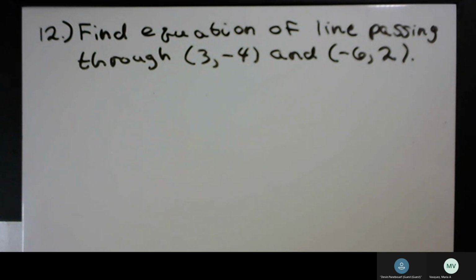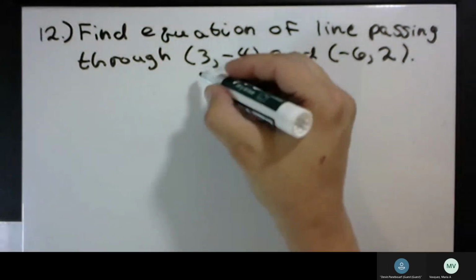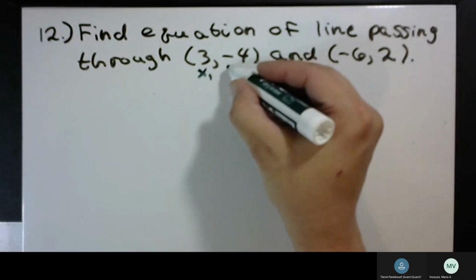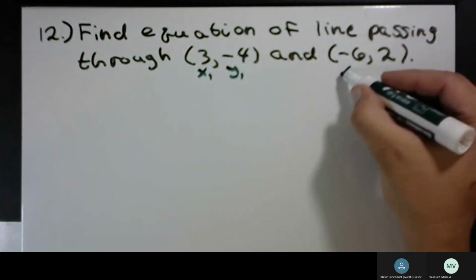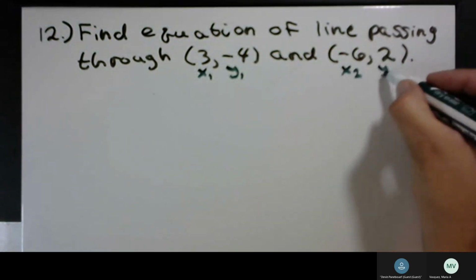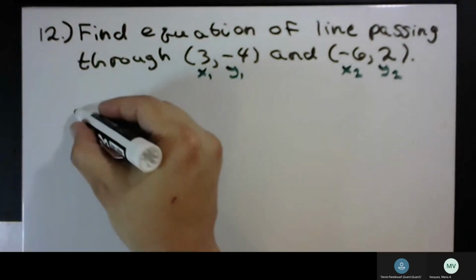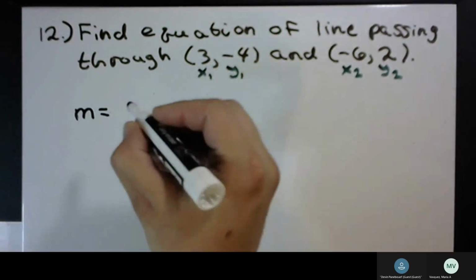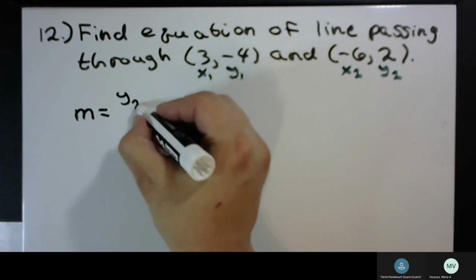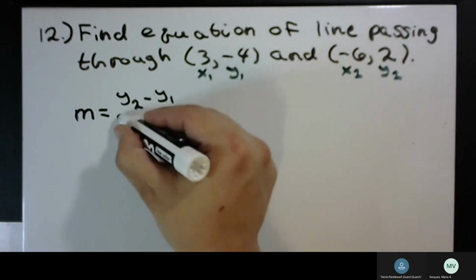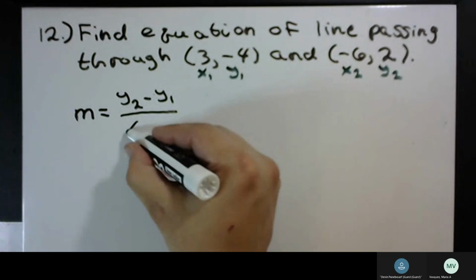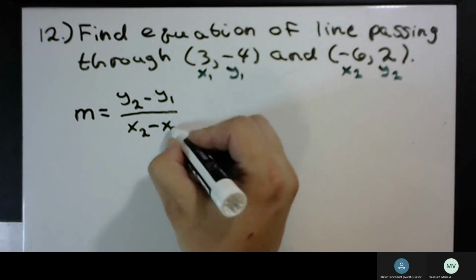All right. So for this one, to find this equation, we need to find a slope. So I'm going to label these x1, y1, x2, y2, and then the slope. We use our slope formula. So here we're going to use both the slope formula and the point slope formula.